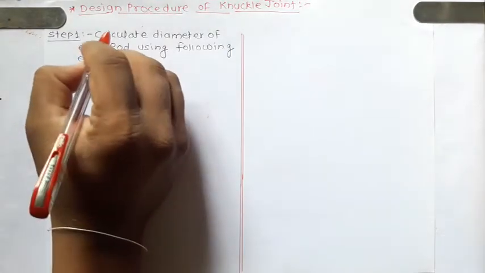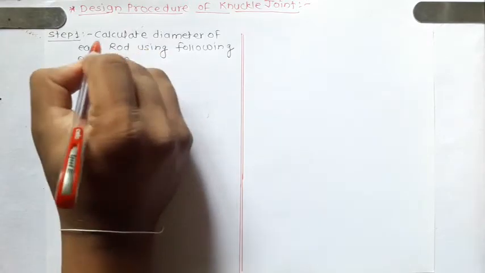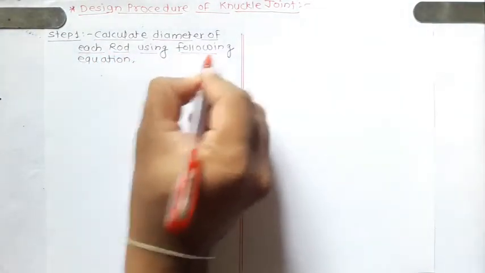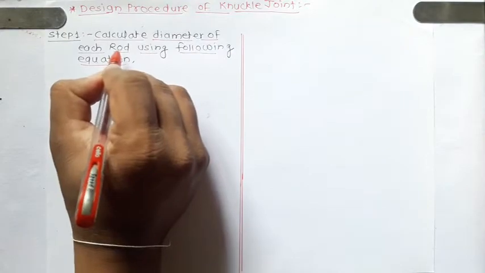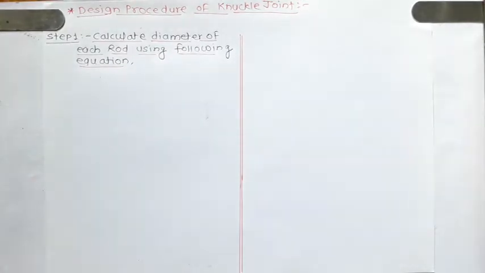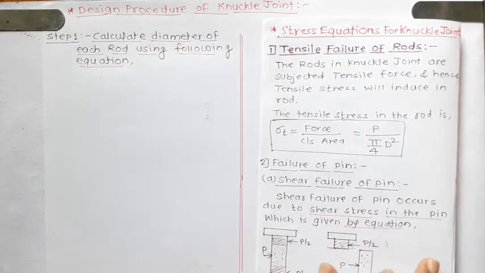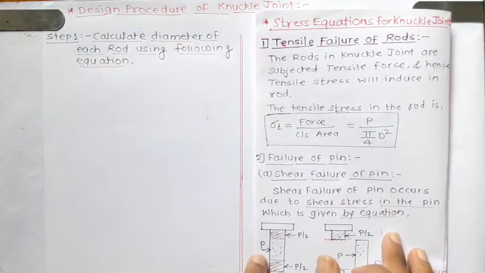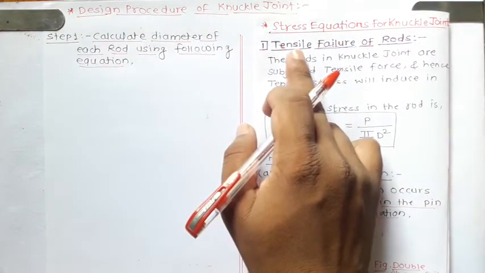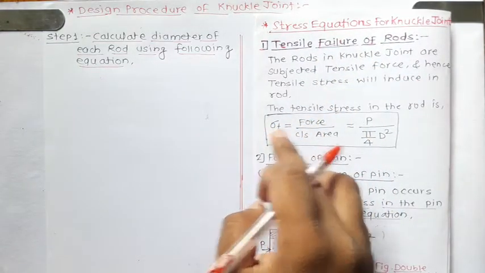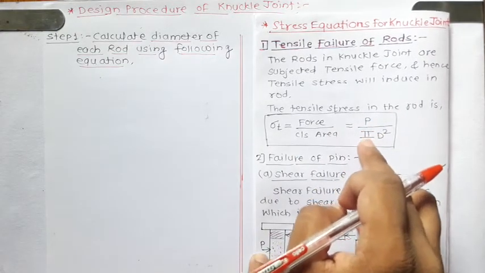So this is step number one in the design procedure of knuckle joint. Step number one is to calculate the diameter of each rod using the following equation. This diameter of rod is denoted by capital D, and it is the same for fork as well as eye. For this we have to refer to the equation that we derived in the stress equation of knuckle joint, the tensile failure of rods, where the tensile stress in the rod is given by sigma t is equal to P upon pi by 4 D square.